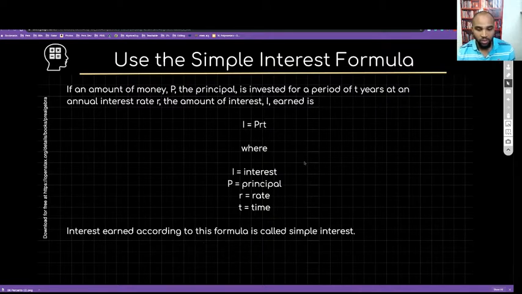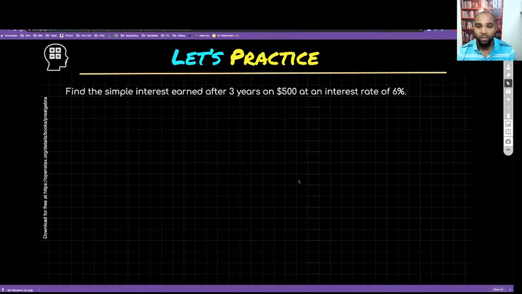Interest earned according to this formula is called simple interest. There's another interest called compound interest, which is really exciting, but we'll cross that bridge when we get there. Find the simple interest earned after 3 years on $500 at an interest rate of 6%.